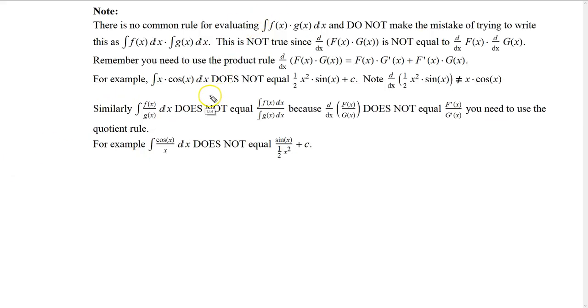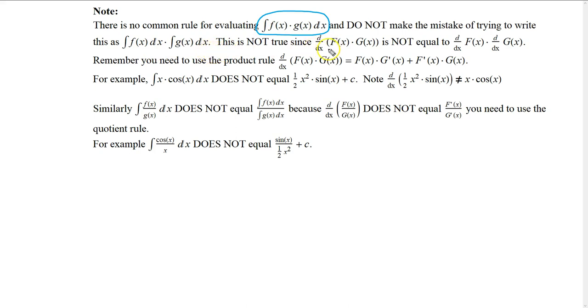This is a very common mistake that people make. There is no common rule for evaluating the indefinite integral of the product of two functions. People make the very common mistake of trying to write this as the antiderivative of f times the antiderivative of g, and this is not true. You cannot evaluate this by trying to find the antiderivative of f and multiplying it by the antiderivative of g.